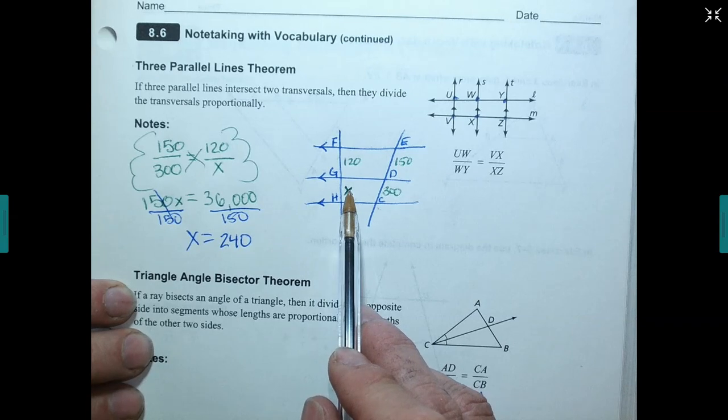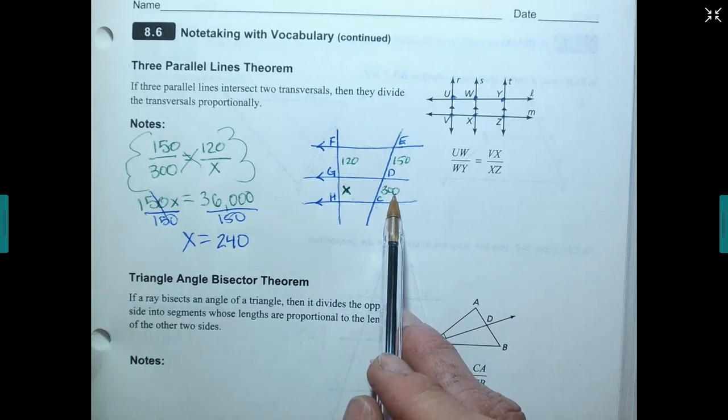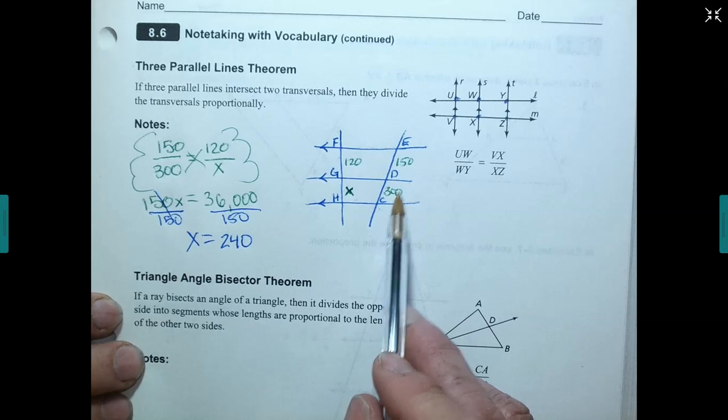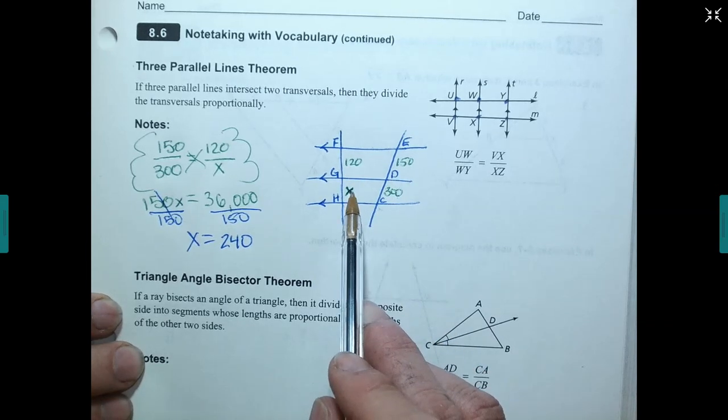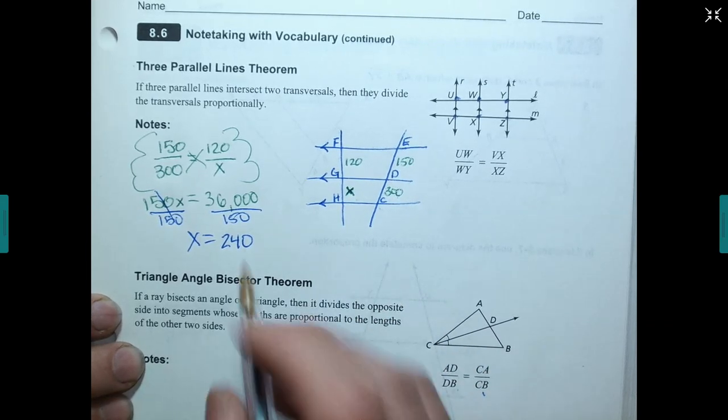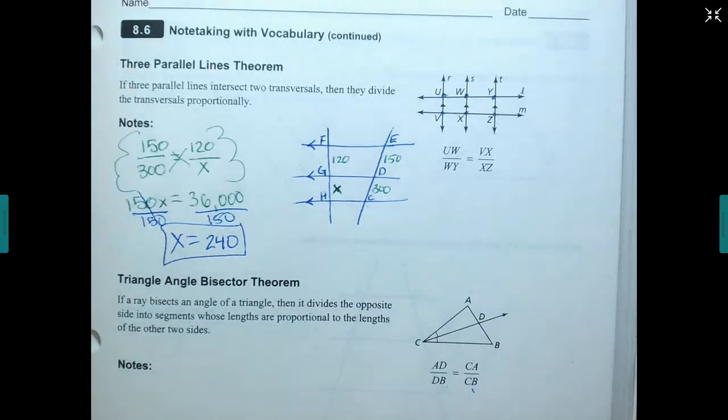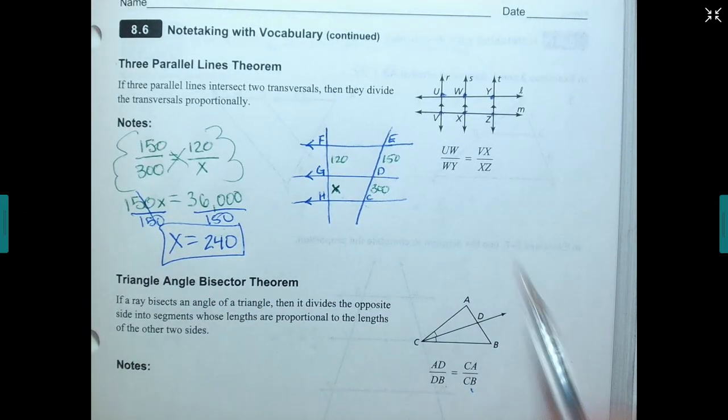And if you look at it, that makes sense, right? 150 is half of 300, or 300 is twice 150, so 120. So this would be twice of that, 240. X equals 240. So that's our example played out.